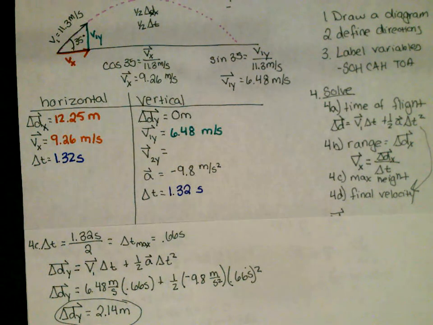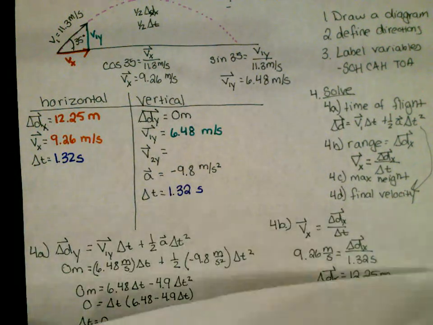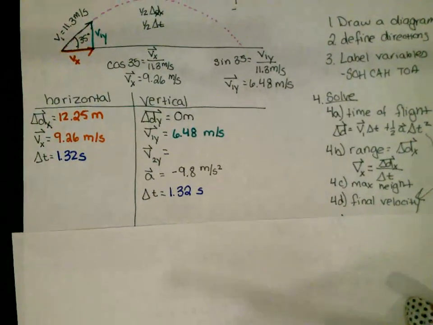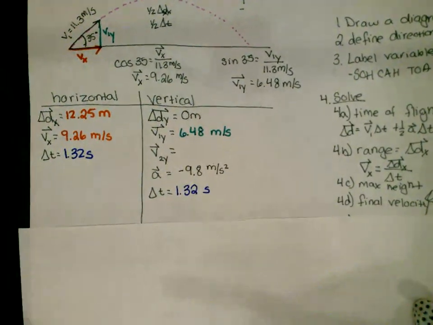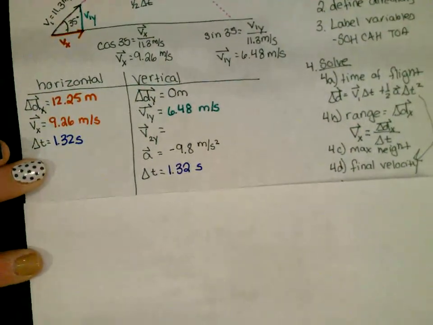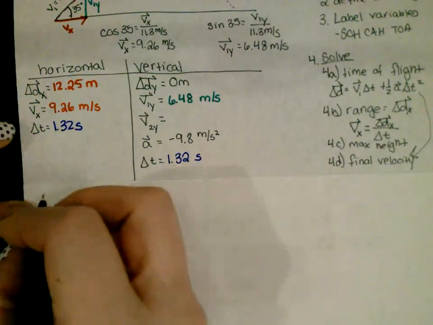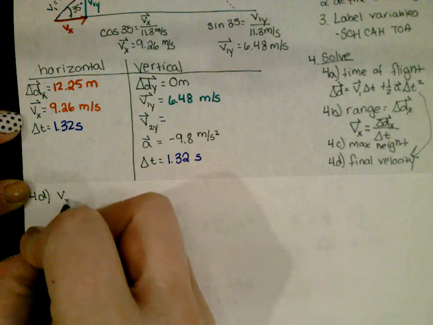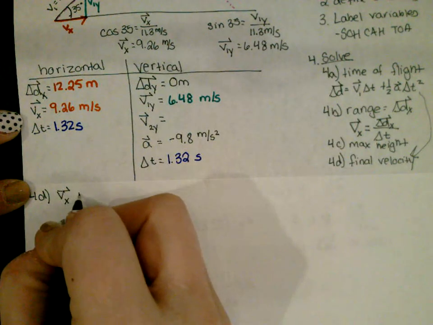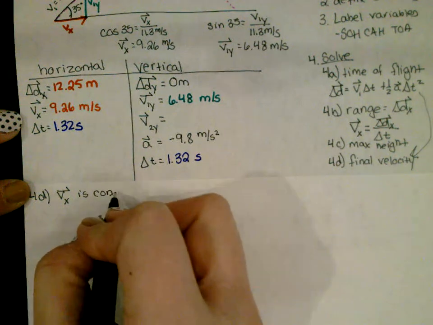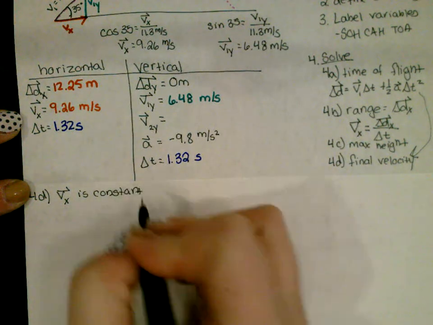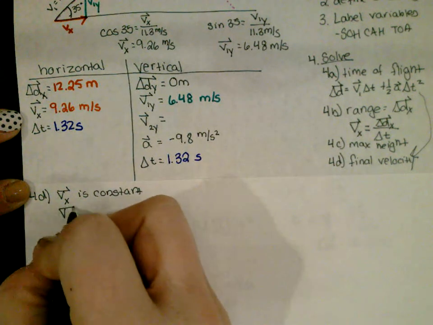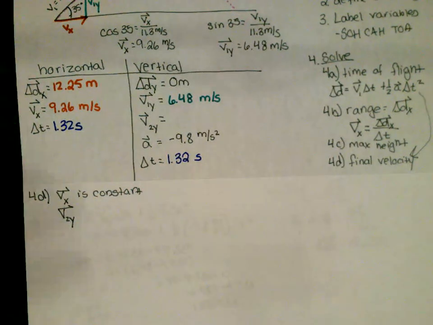All right, here we go. I'm going to flip this over so I have some clean area to work with. So we know some things we can plug in that we know about our final velocity. Our velocity on the x-axis is constant, right? So we need to find our final velocity on the y-axis.